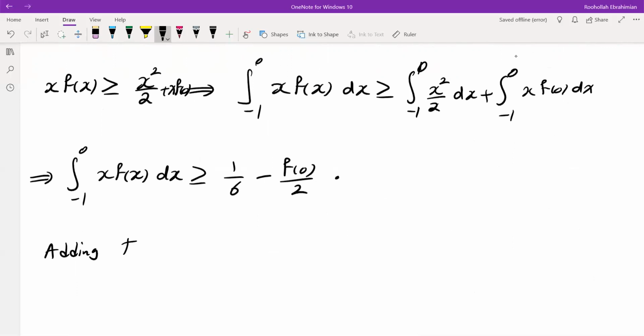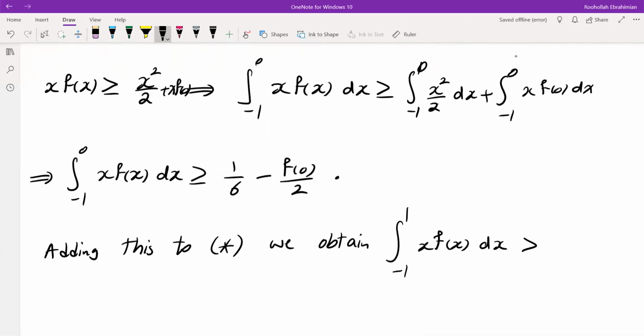And if we add these two up, adding this to the star, we obtain the result: the integral from negative 1 to 1 of x f of x dx is greater than or equal to 1/3. And that's exactly what they asked us to prove.